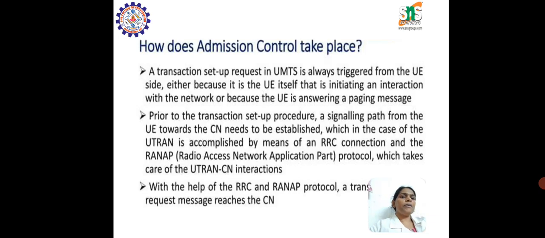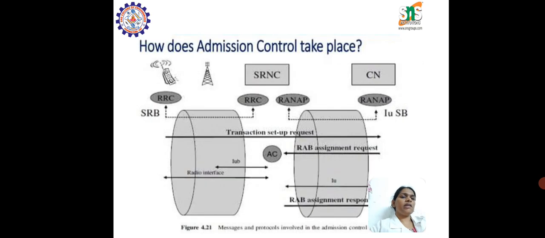So here, prior to the transaction setup procedure, the signal path from the UE towards the CN needs to be established, which in the case of UTRAN is accomplished by means of RRC connections and also the radio access network application protocol, which takes place in interactions. With the help of RRC and RANAP protocol, the transaction request reaches the CN. So this is a diagram that represents the messaging protocol involved in the control access.